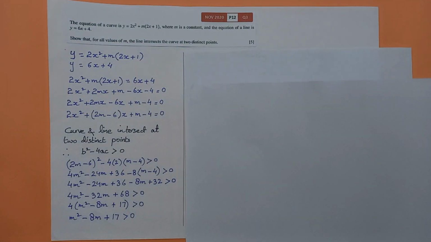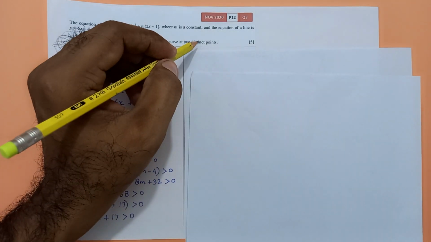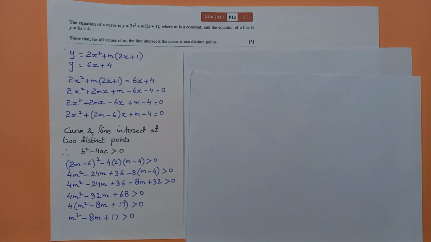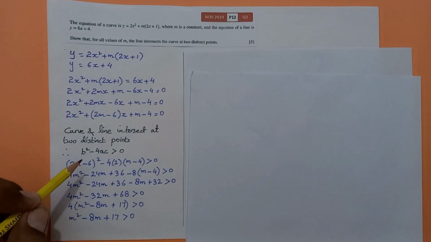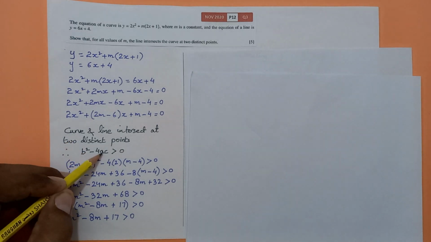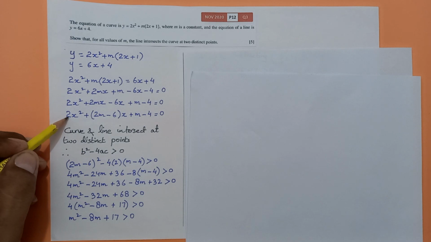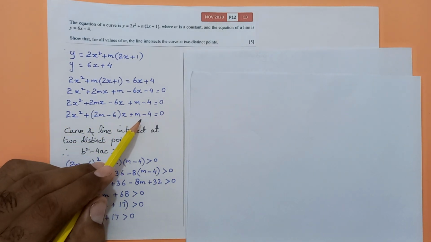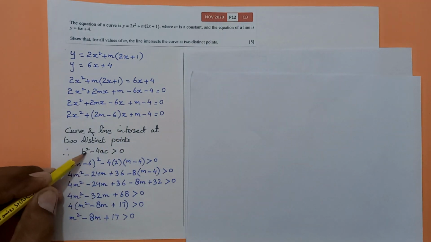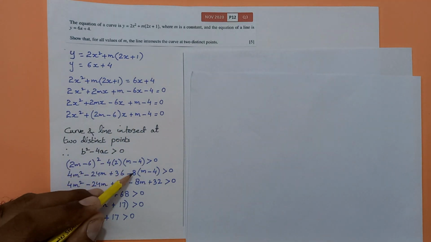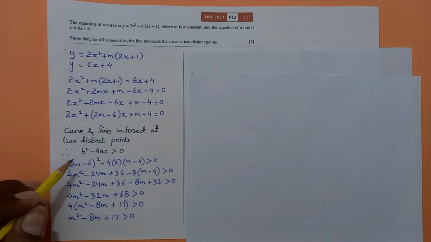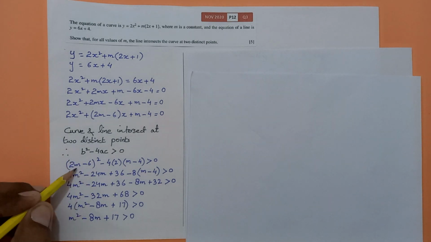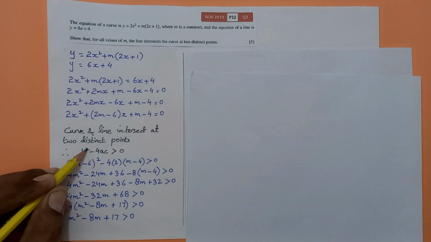That means the discriminant is greater than 0, because when we have two distinct points, definitely the discriminant is greater than 0. Now place the values of a, b, c: the value of a is 2, the value of b is 2m - 6, the value of c is m - 4. Place them in the discriminant, and after that rearrange and simplify, like (2m - 6) squared, which is actually the value of b².